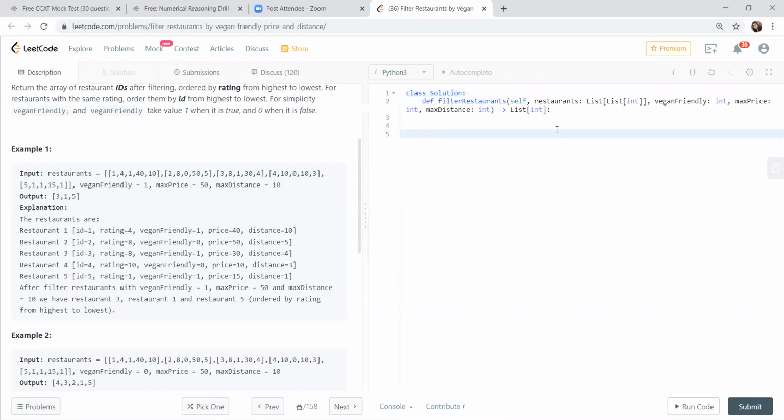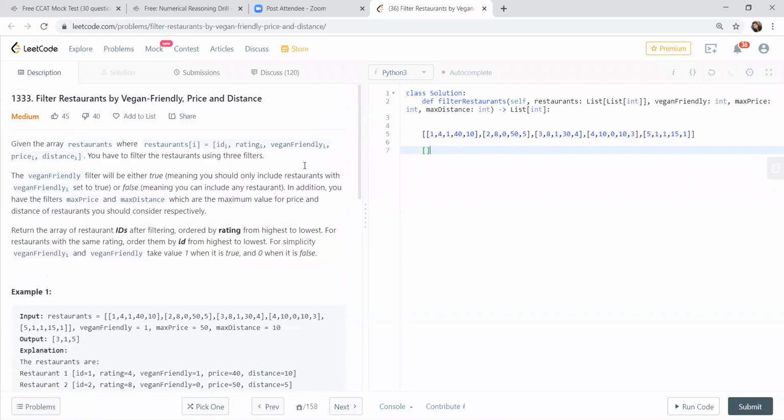Okay, so this is an array. And it is saying vegan friendly should be true. So we just need to filter out those restaurants in these lists which are vegan friendly. And vegan friendly is our third index. So this is vegan friendly. And this is also vegan friendly.